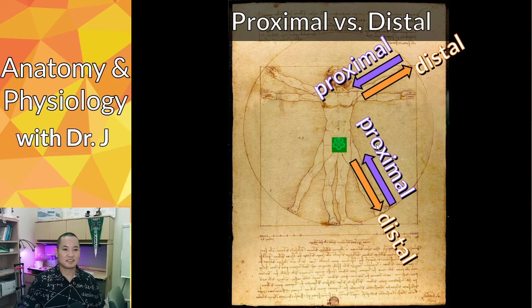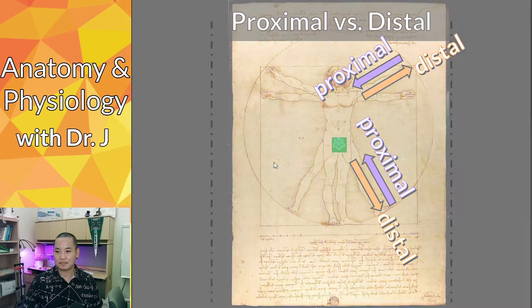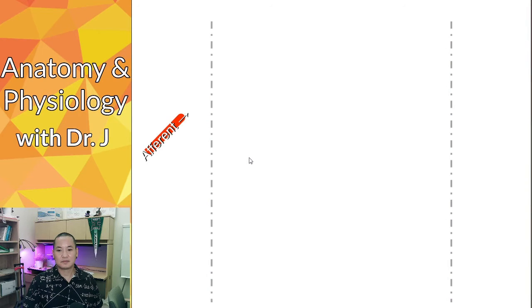In layman's terms, distal can be thought of as away and proximal can be thought of as toward. These are two important terms because they are used when we talk about the nephron. There's another related term as well.